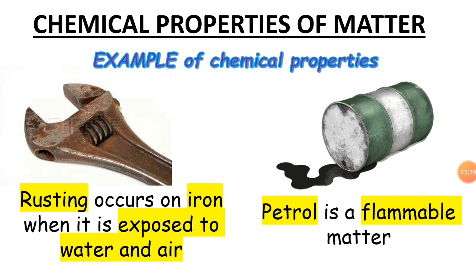Example of chemical properties. Rusting occurs on iron when it is exposed to water and air. So rusting is a chemical process that produces a new substance. From iron it changed to iron oxide. And petrol is a flammable matter. So when the petrol is burning, a chemical process happens. So it's said to have chemical properties.